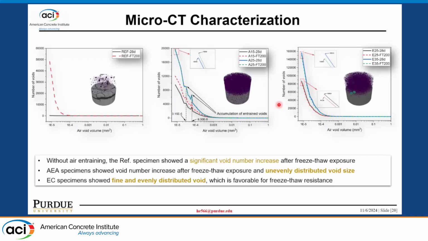And then here is the distribution of the air void before and after the freeze-thaw exposure. We can see for the reference concrete, after 200 cycles of the freeze-thaw, a lot of increase of the void number that is caused by the freeze-thaw damage. So it generates a lot of micro cracks in the concrete. And for the AEA concrete, we can also see after 200 cycles of the freeze-thaw, a lot of increase of the air void number, especially in the small air voids, which are micro cracks. And for the expansive concrete, after 200 cycles, it reduced a little bit because of the continuous hydration, right? The local moisture provides the water for continuous hydration.